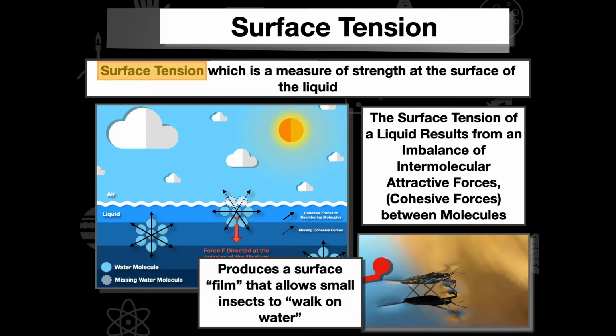What this is going to do is produce a surface film that allows small insects to walk on the water. Surface tension is important because this allows life to move across that water medium and allows them to travel across bodies of water. So again, surface tension is due to cohesive forces. This is a vocabulary word built upon cohesion, which is water to water attraction.